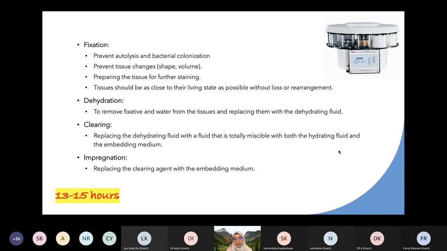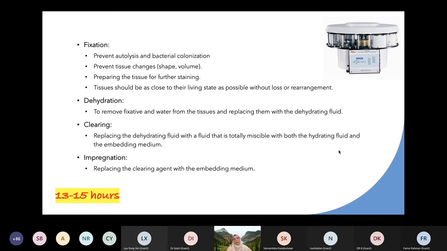Next stage is dehydration, where we remove fixative and water from the tissues and replace them with the dehydrating fluid. Here, the dehydrating fluid that we use is alcohol in an ascending concentration manner. We usually start from 70 to 90% to 100%.